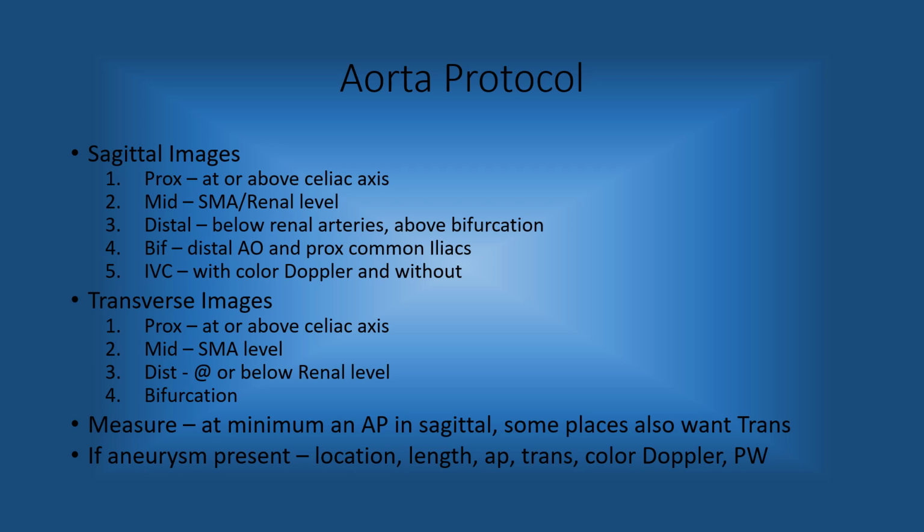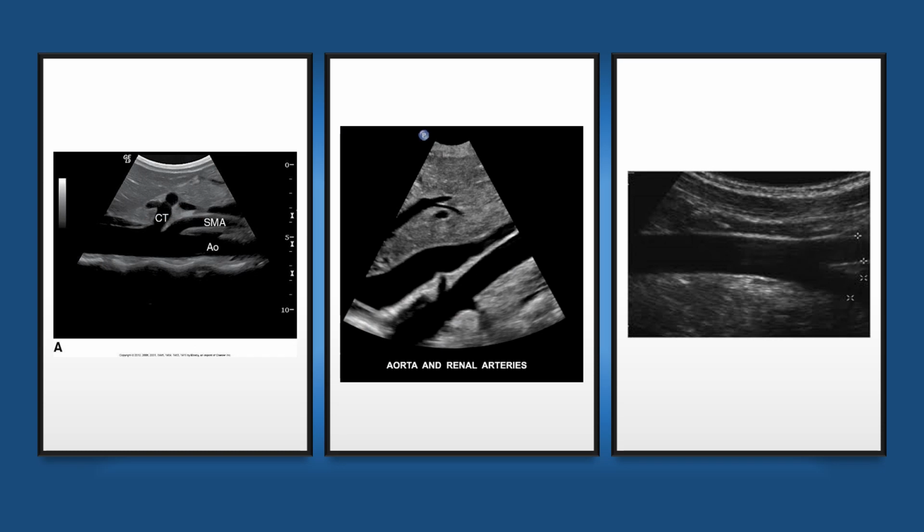Okay. And then, of course, if an aneurysm is present, you've got more pictures to take. You need to document the location, the length. You want to take AP and trans measurements, and you want to put color and pulse wave Doppler on it. Okay, so let's take a quick look through them.